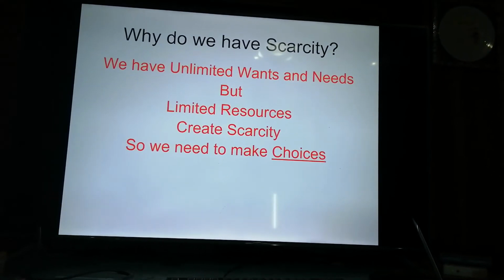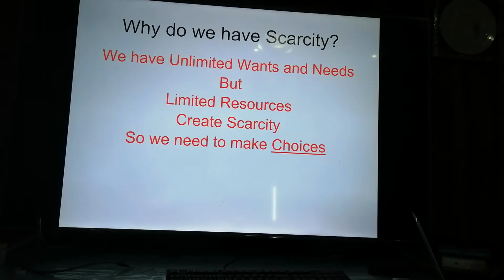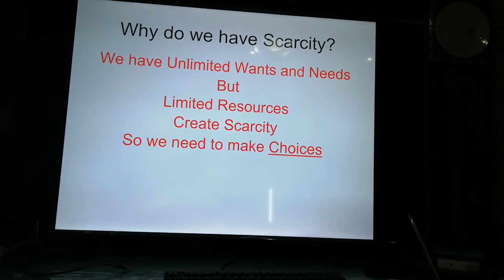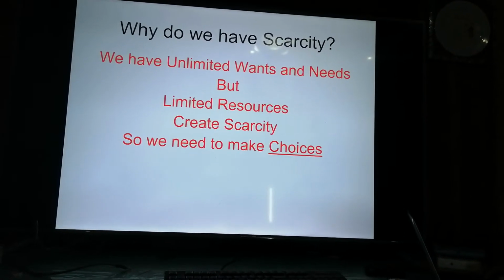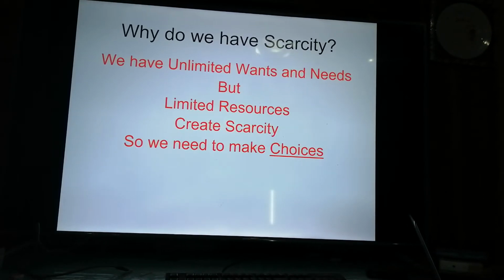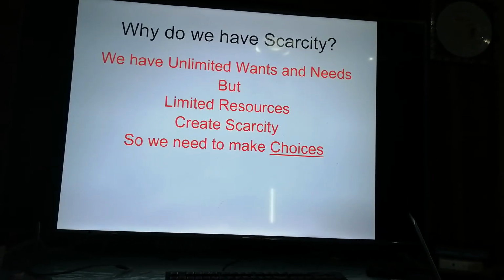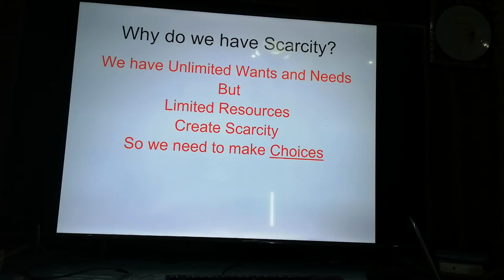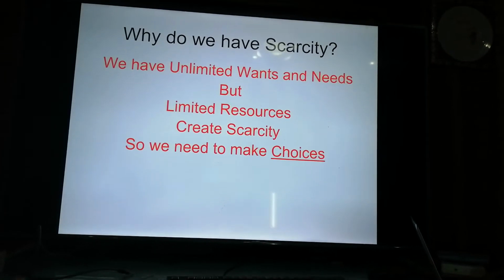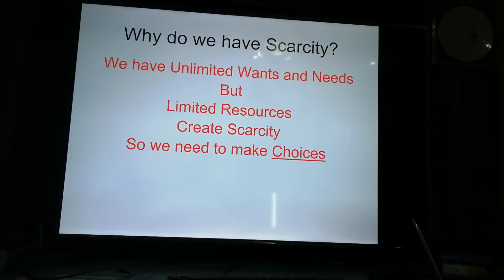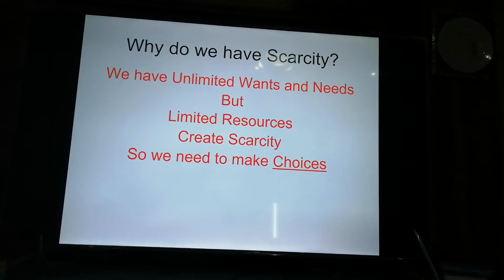So we need to make choices. Not everything can be acquired, so you choose which ones are very important to you. For example, a watch. That is a want, but it's important. So you choose, for example, between a watch priced at 20,000 to 50,000 and a watch priced at 1,000 to 2,000.